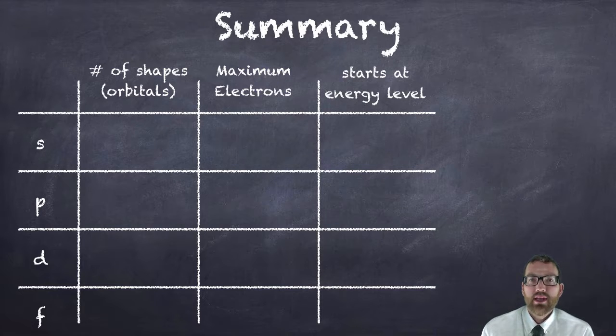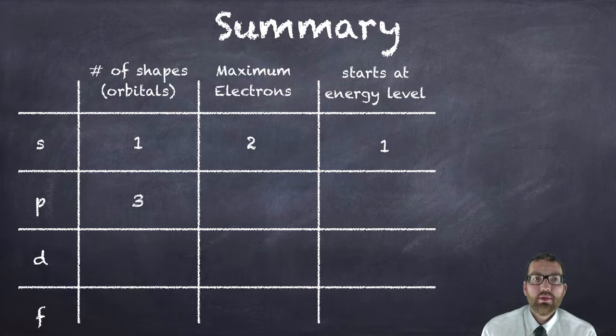So let's summarize kind of what he just said here. There are 4 sublevels, S, P, D, and F, and within each sublevel, the math of Schrodinger's equation tells us there's a specific number of shapes, or orbitals, that exist within them. So in the S sublevel, there's one shape, or one orbital. And like he said in the video, the maximum amount of electrons that can fit in any orbital is 2. And the S sublevels start at energy level 1 and go from there.